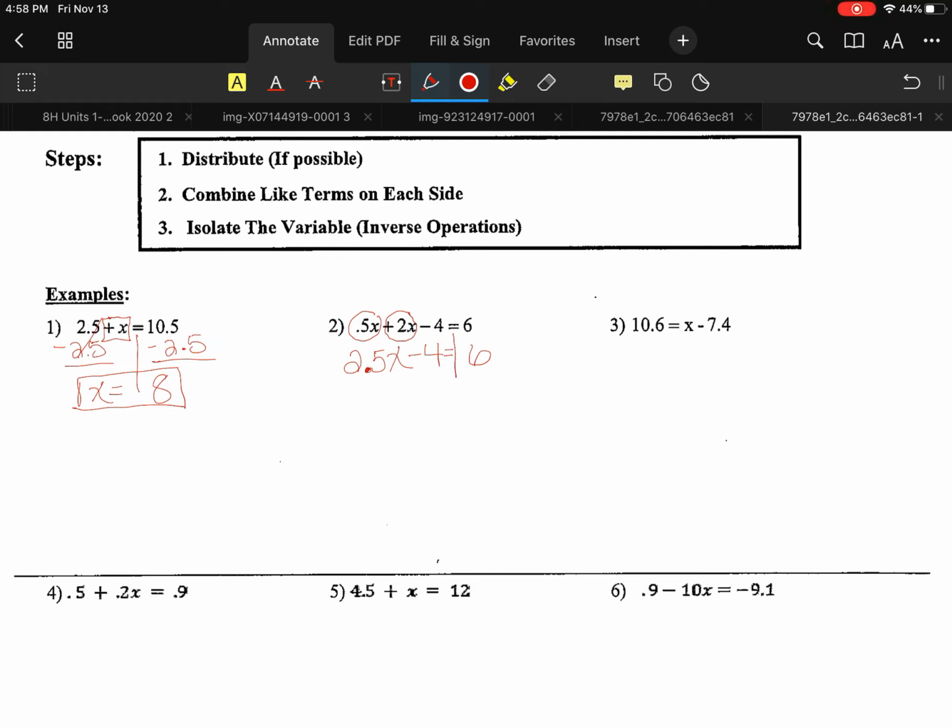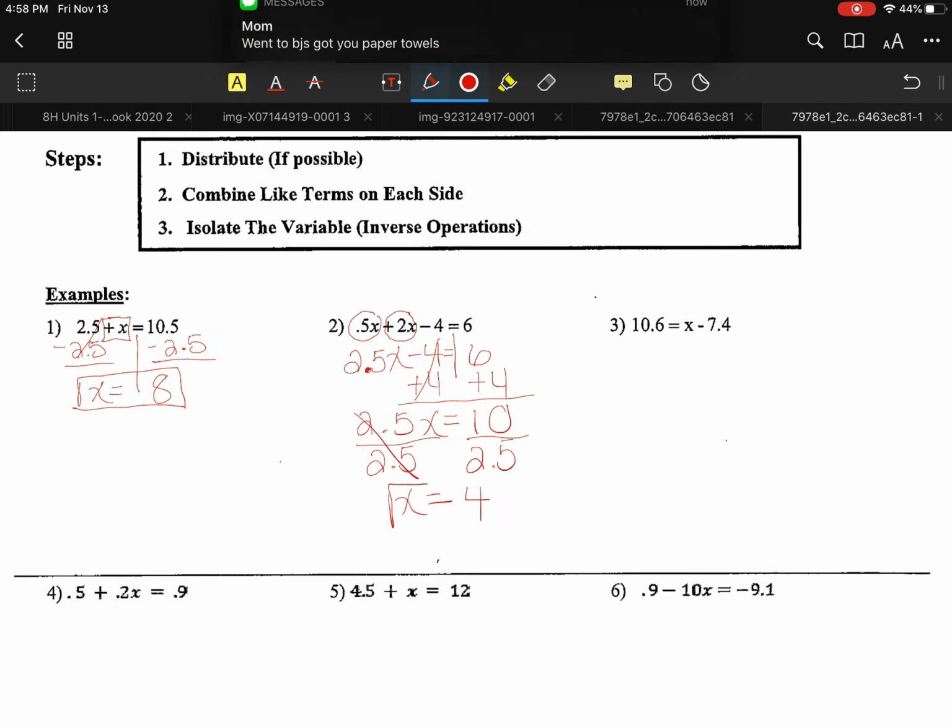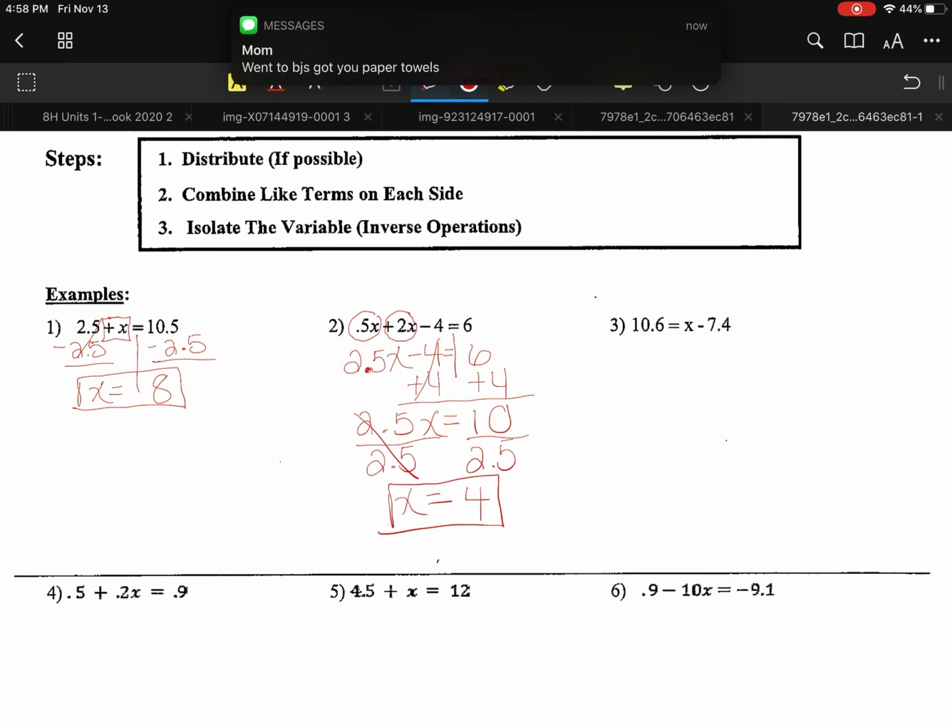Now I've generated a two-step equation, so I'm going to isolate my x by adding 4 first to both sides, get my constant of 4 over to my constant of 6 using my inverse operations. 2.5x equals 10. And then in order to detach my coefficient from x, the opposite of multiplying by a 2.5 is to divide by a 2.5. So again, the steps are the same. You just have decimals instead of integers. X equals 10 divided by 2.5 is 4.